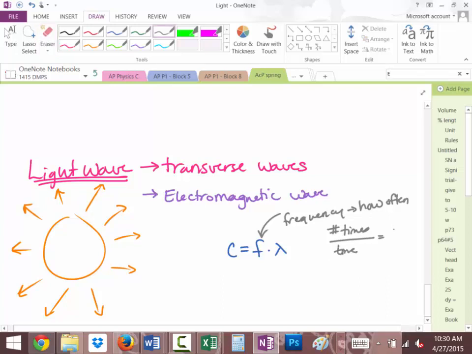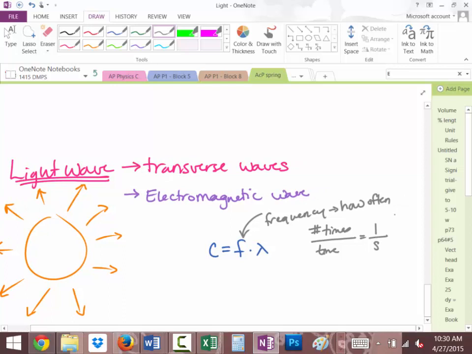Time is usually measured in seconds, and there was this guy named Hertz who studied this, and so it got named after him. Hertz, Hz. But 1 Hertz is just 1 over seconds. That's all it is. It's not big and scary. It's just the name of it.